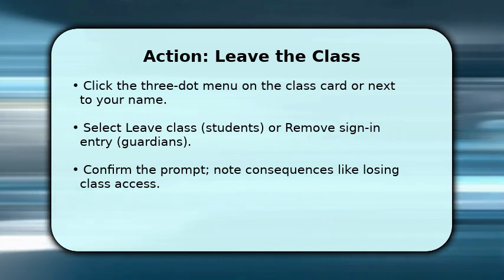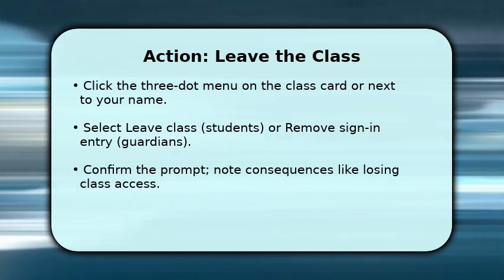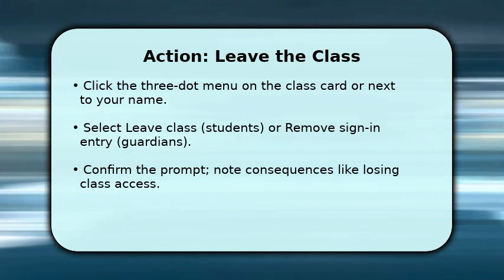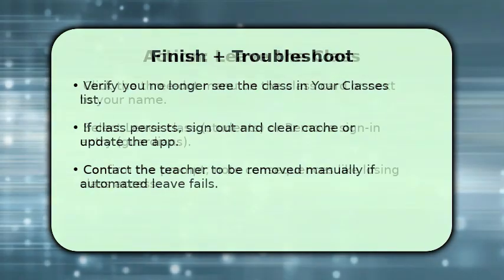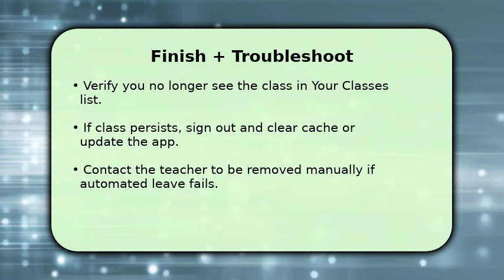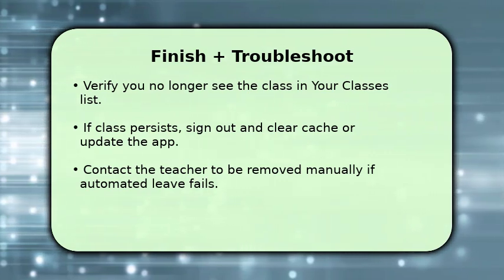If you're a guardian, remove the link from the student's profile instead. After leaving, Classroom will immediately revoke access to class materials and assignments, so double-check you saved anything. Complete the process by returning to your classes to verify the class disappeared. You should no longer receive notifications.